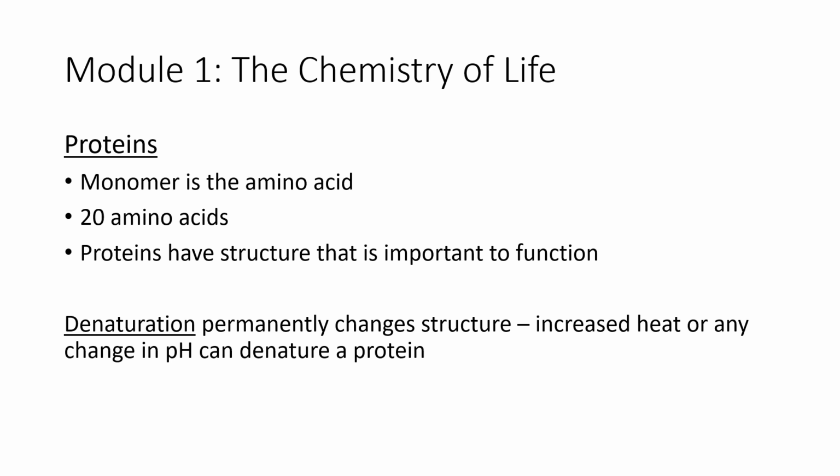Proteins can be part of our cell structure that keeps the cell intact. Proteins have a lot of different functions. But a high temperature is going to start denaturing proteins. Any change in pH, so if you add hydrogen ions or take hydrogen ions away, it's going to disrupt some of the bonding within a protein, and it's going to denature it.